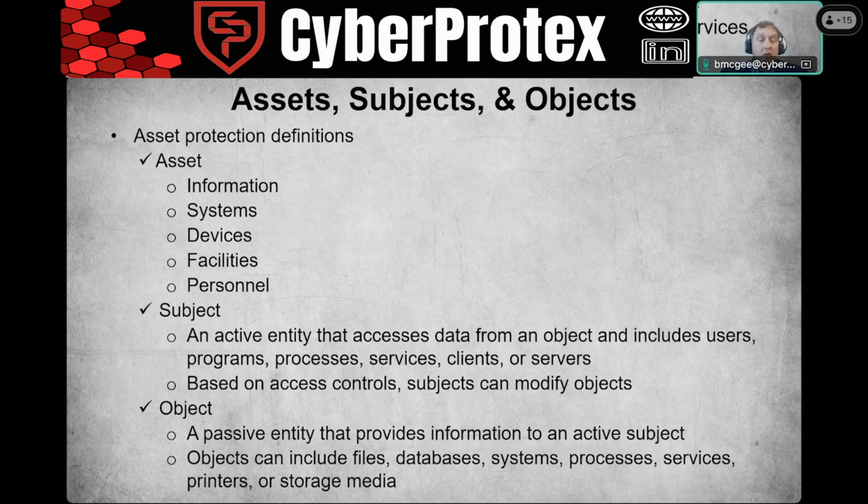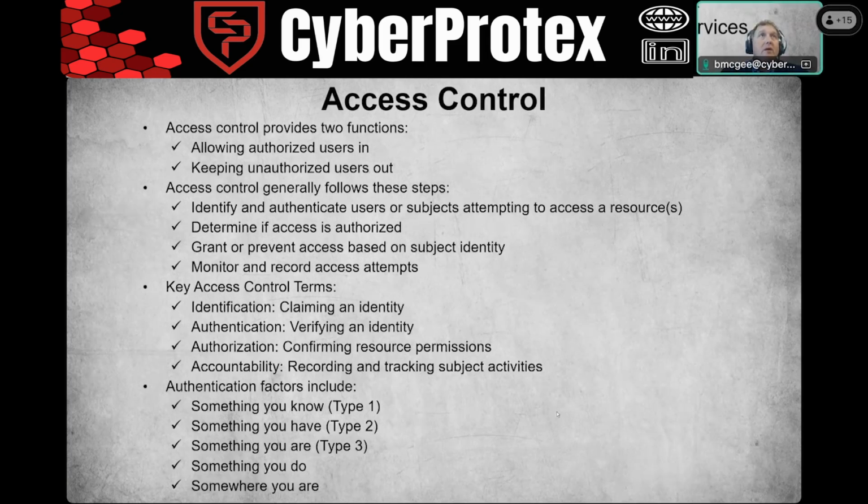And so the CIA triad really comes into play here, bringing it back to life. So, we talk about assets, we talk about subjects, and we talk about objects. Let's jump in and get right down into some of the details here. So what are some of the functions that access control provides? Well, we want to allow the people that we want into our system or our network, our software, and then we want to keep the other people out. I think that's as simple as it can possibly get.